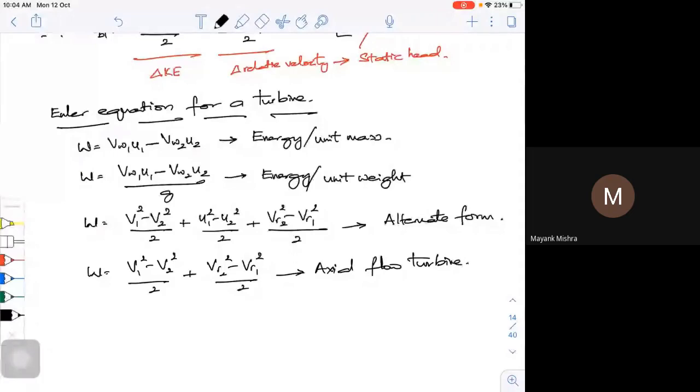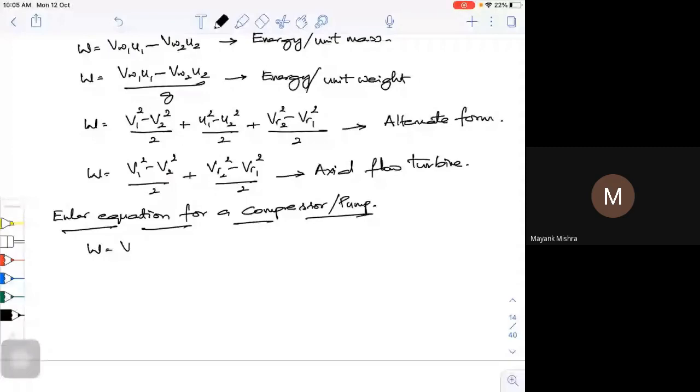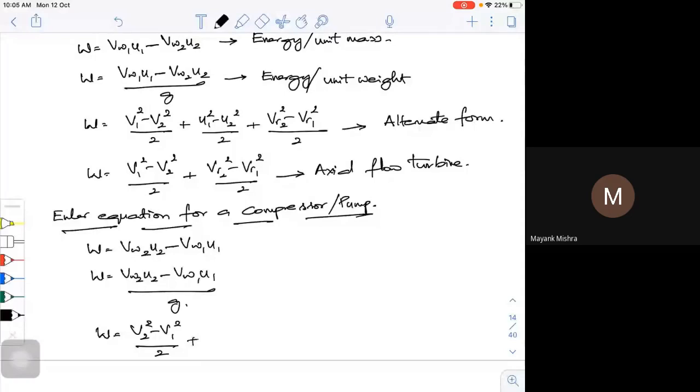Now this is for a turbine. What about for a compressor? The Euler energy equation for a compressor or a pump: I can write W is equal to VW2 into U2 minus VW1 into U1, that is per unit mass, or W is equal to VW2 into U2 minus VW1 into U1 by g, that is per unit weight, or W is equal to V2 square minus V1 square by 2 plus U2 square minus U1 square by 2 plus VR1 square minus VR2 square by 2, that is the alternate form.